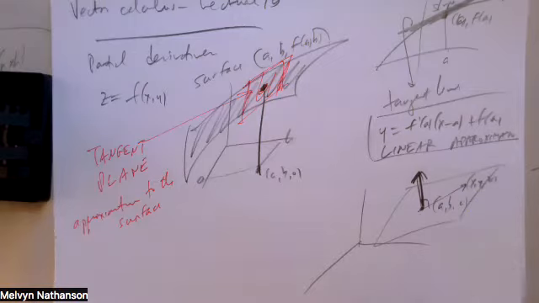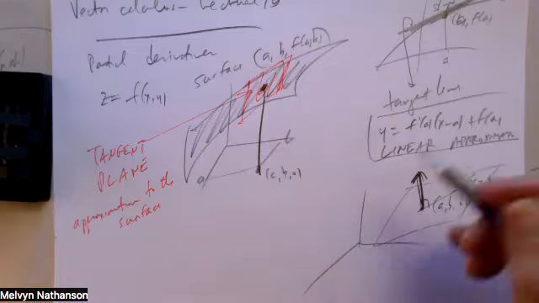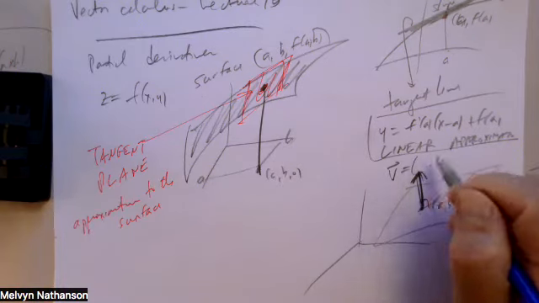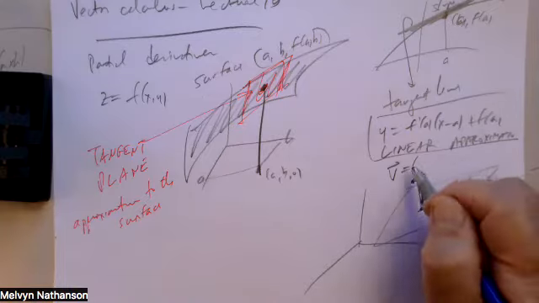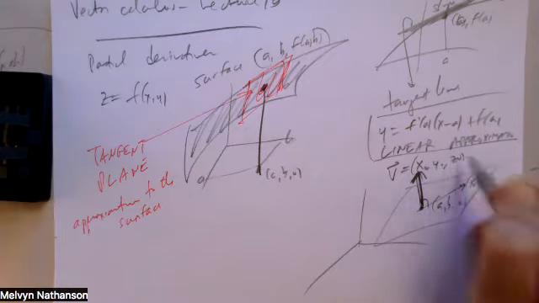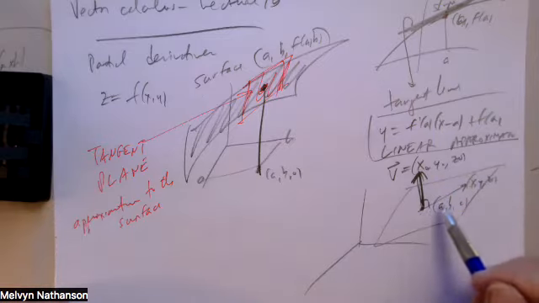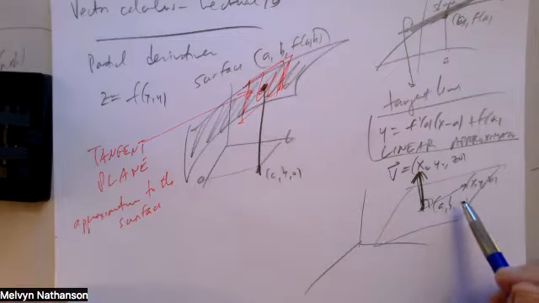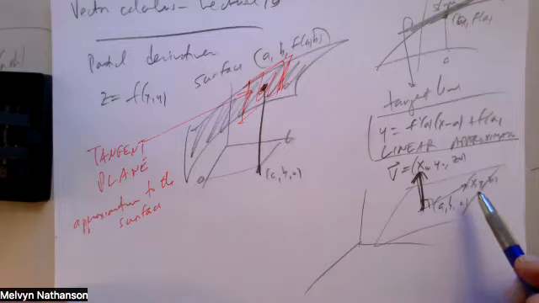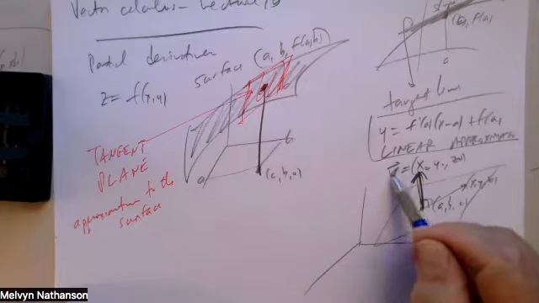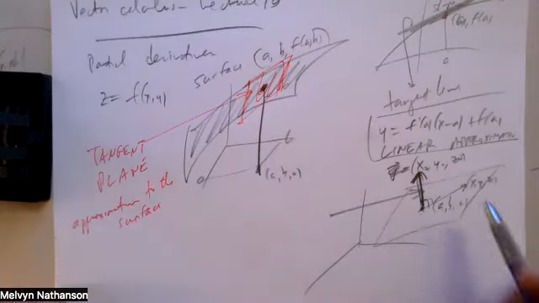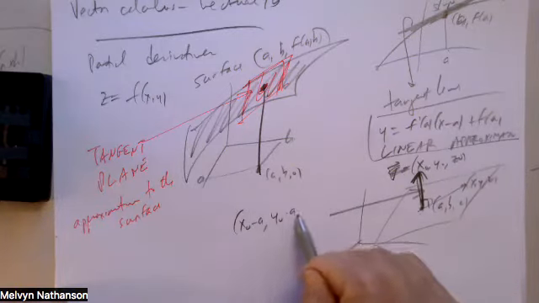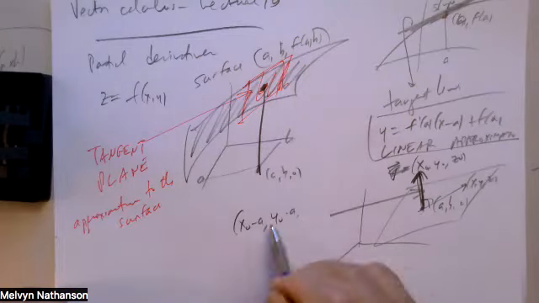So suppose I have some vector v with coordinates x naught, y naught, z naught. I'm not sure that's the best choice of letters, but what does it mean to say that the vector from A, B, C to X, Y, Z is perpendicular to this? It means that the inner product is zero, right? Two vectors are perpendicular when their dot product is zero. So the vector from here to here is the vector whose coordinates are x naught, y naught, z naught.